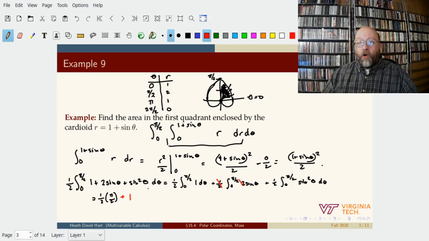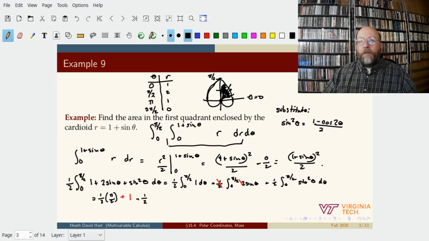This is the hard one. And so I wanted to take a moment and talk about this one again. This is an even power of theta, and we have to use a substitution formula to solve this. And the substitution formula is that sine squared of theta is the same thing as 1 minus the cosine of 2 theta divided by 2. And so this is plus 1/2 times the integral from 0 to pi over 2 of 1 minus the cosine of 2 theta, d theta over 2.